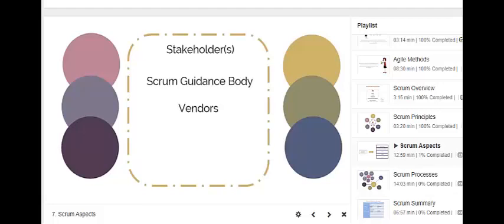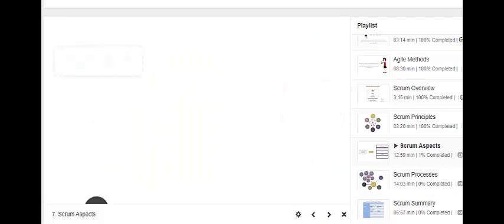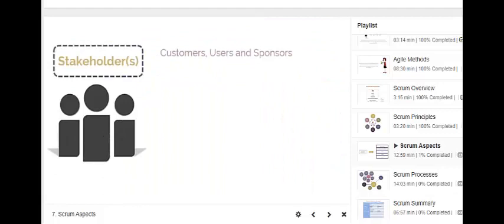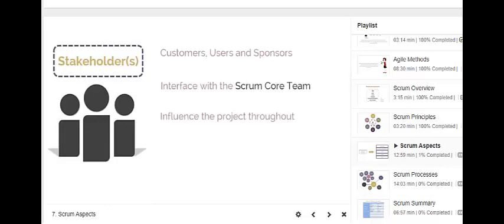Let's meet these people one by one. The first role is the stakeholder or stakeholders. This is a collective term that includes customers, users, and sponsors. They frequently communicate with the Scrum core team and influence the project throughout the project's development. Most importantly, it is for the stakeholders that the project produces the collaborative benefits.